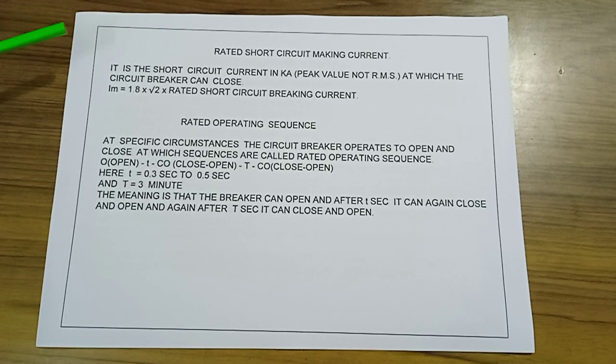Rated short circuit making current. It is a short circuit current in kiloampere peak value, not RMS, at which the circuit breaker can close, equal to IM equals 1.88 times root 2 times the rated short circuit breaking current.